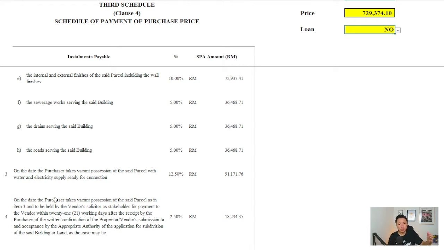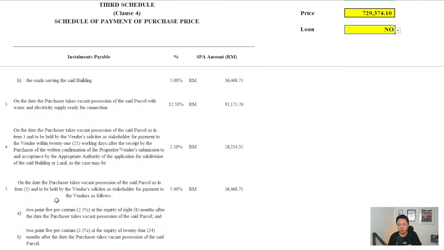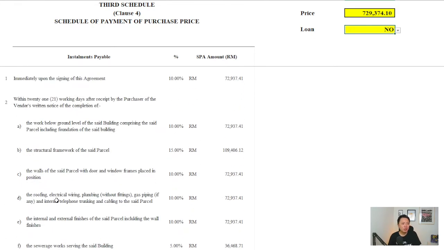the CCC, the certificate of completion and compliance, issued, right? When they issue this, it means the building is safe for occupancy. Only then they will bill you the rest. So that is that. That's the basics of this payment schedule, the items in there, and also the percentage that you need to pay if you're buying a developer's project.